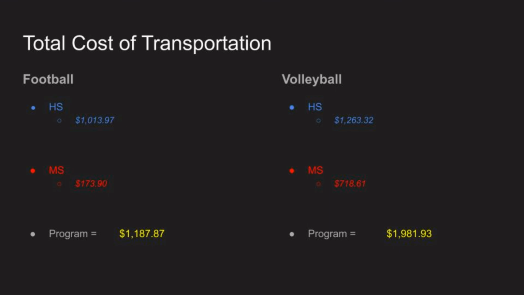The volleyball transportation costs for both high school and middle school. High school specifically, $1,263.32. Middle school program, $718.61, making the entire volleyball budget for transportation, high school and middle school, $1,981.93.